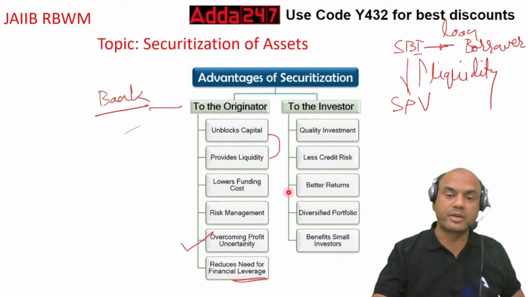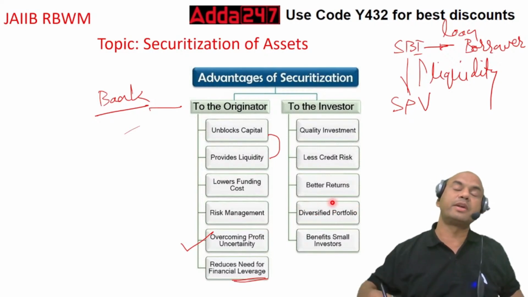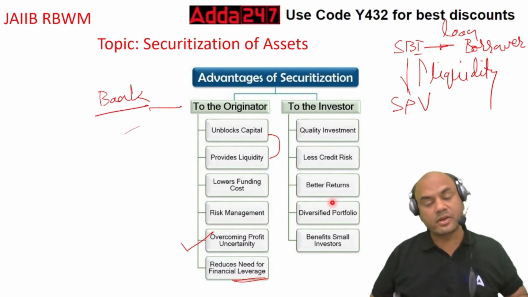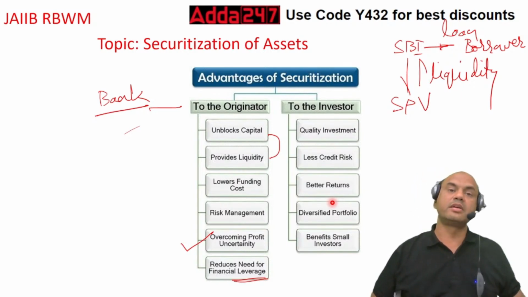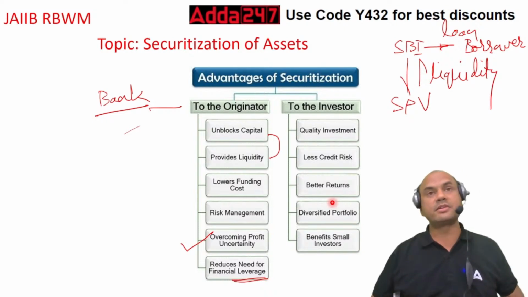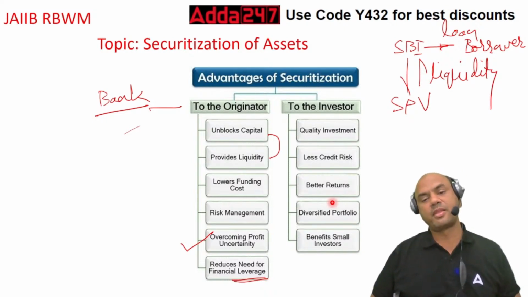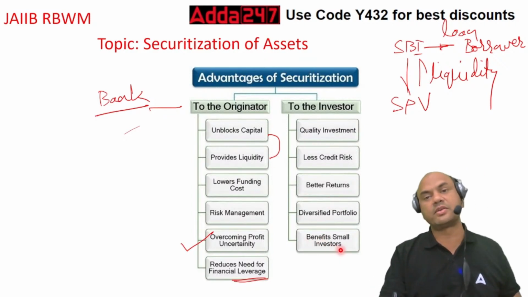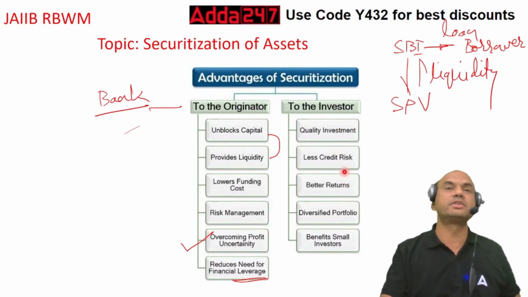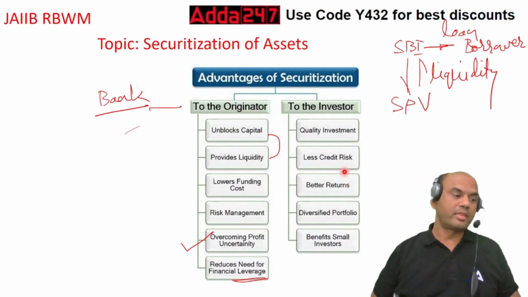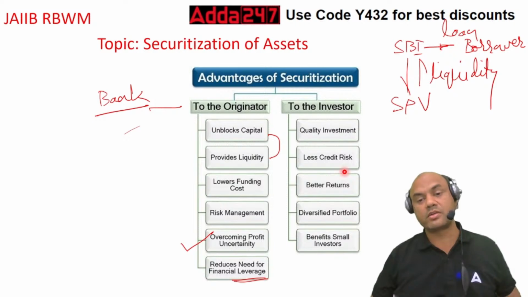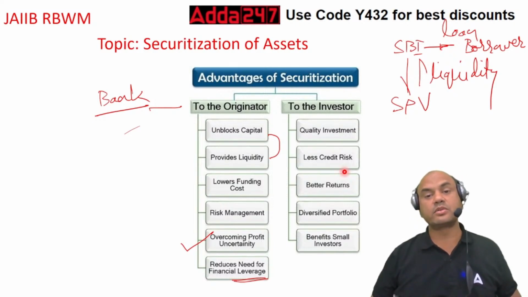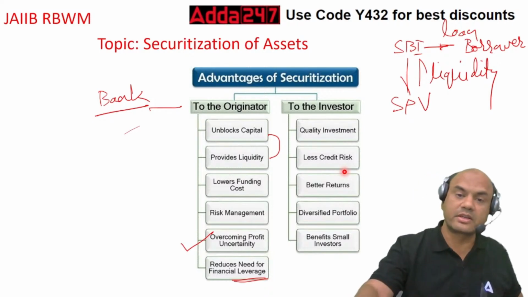Diversified portfolio, it means I can have the portfolio diversified in various bonds, asset-backed securities, various securitization bonds, securitization debentures. I can have this diversified portfolio. Benefits to small investor. Even the small investor can invest in it. Otherwise what happens? Earlier only big investors used to invest. Now it is for smaller investor also. So these are the advantages of securitization to the originator and to the investor.